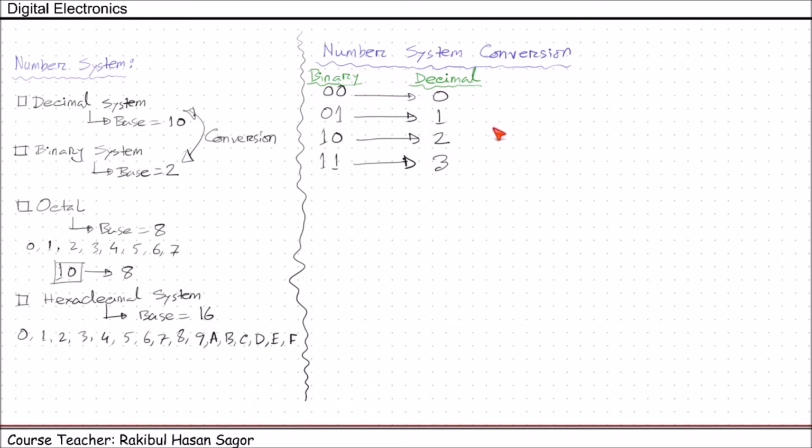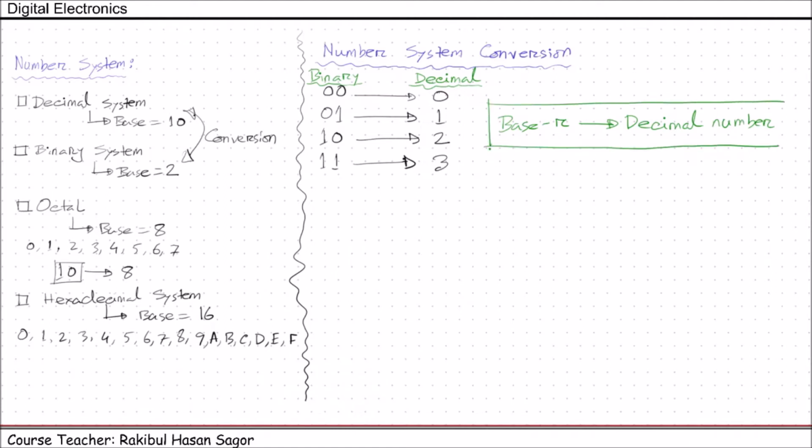First of all, we'll learn to convert from base R, that means any base system, to the decimal system. This is the conversion we'll learn at the very beginning. So any base R system to decimal number system.